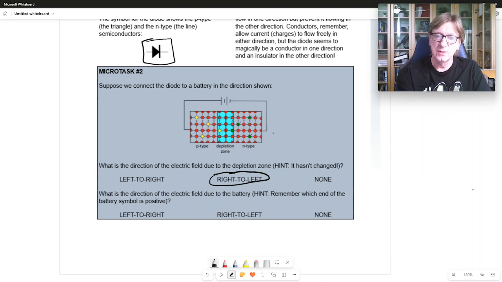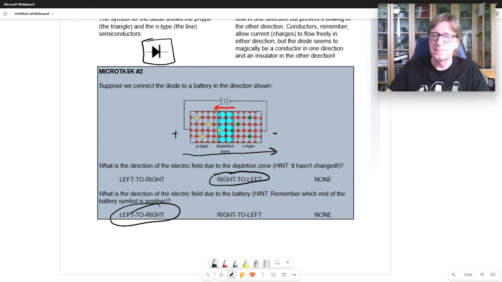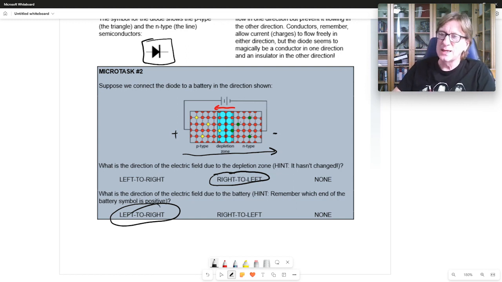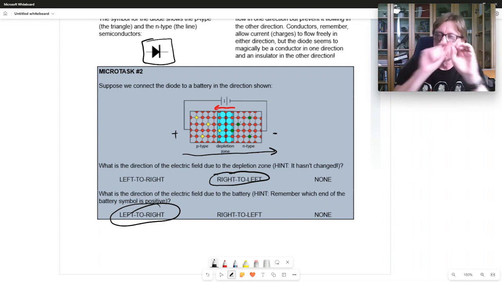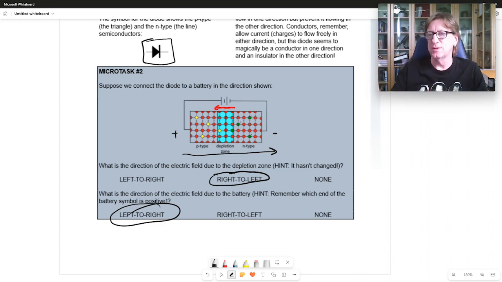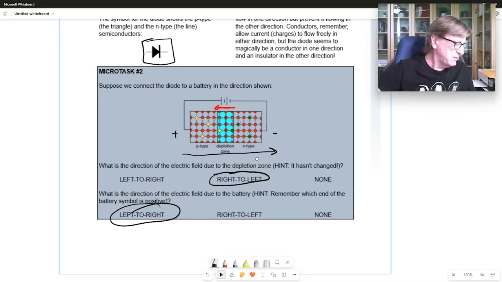Well, let's make sure this is negative, this is positive. So the electric field in my semiconductor, due to the depletion zone, looks like this. But due to the battery, it's going to look like this, going from left to right. So I have this tiny little electric field inside that's opposing this great big huge electric field coming from the outside. All right, so that's going to be an important key.